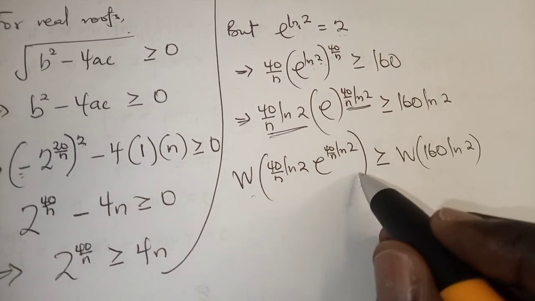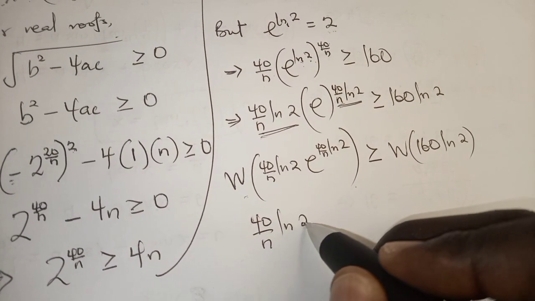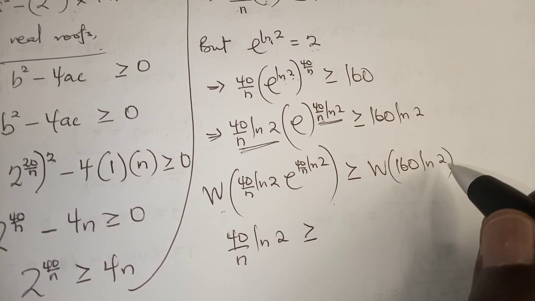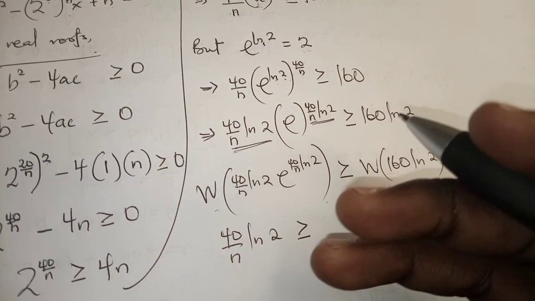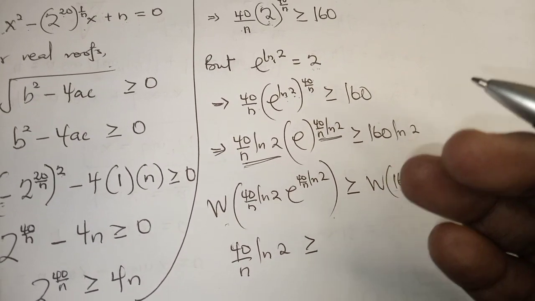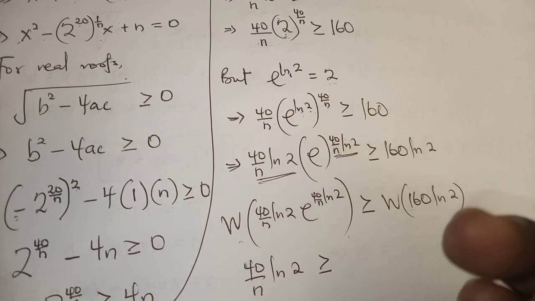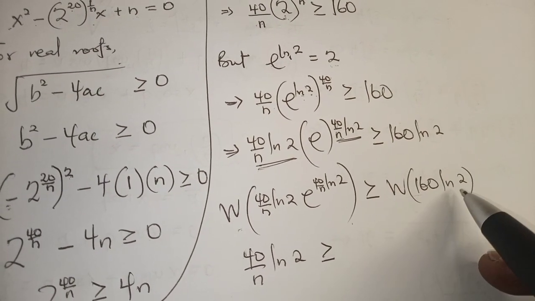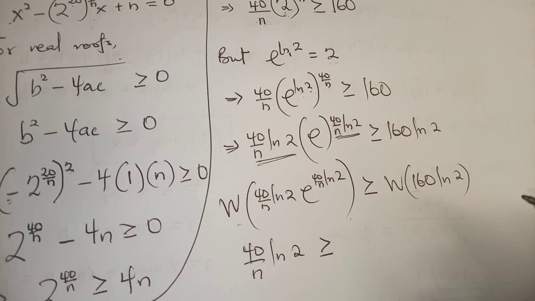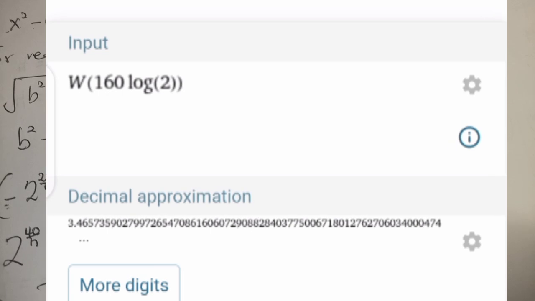Okay, so this now becomes 40 on n ln 2 greater or equal to, now this, our normal calculator cannot solve this unless we use the Wolfram Alpha calculator or Wolfram Lambert calculator. Okay, and from that calculator, when you compute this, which is the product log or log product, you'll be getting 3.4657, as you could see on the screen.